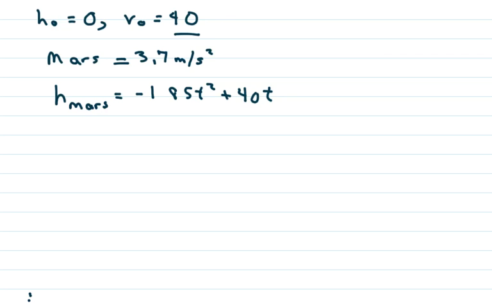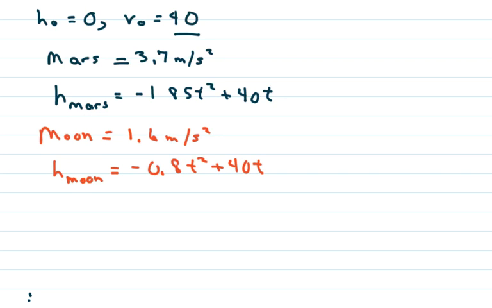Similarly, acceleration due to gravity on the moon is 1.6 meters per second squared, which makes the equation for the height on the moon negative 0.8t squared plus 40t. That's just plugging in the formula. So substitute 0 for h in each equation, solve for t, and then factor.